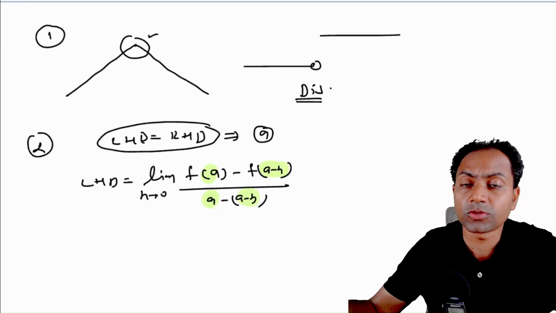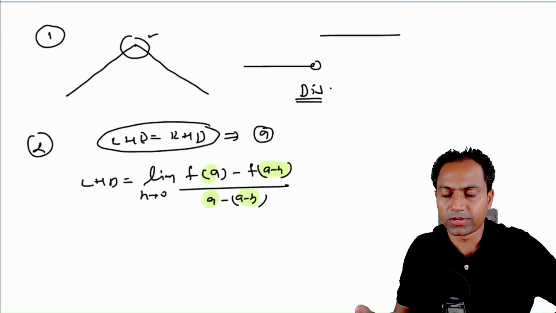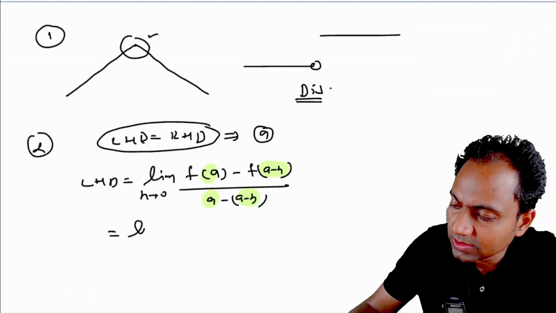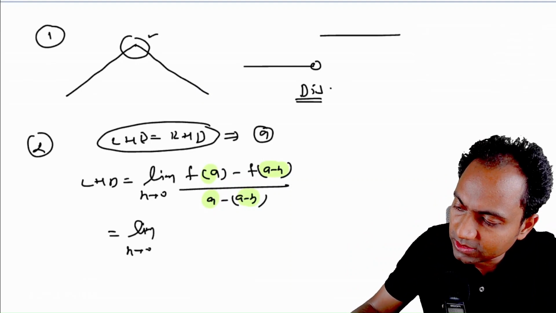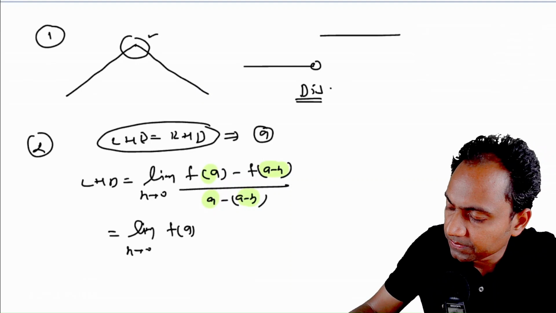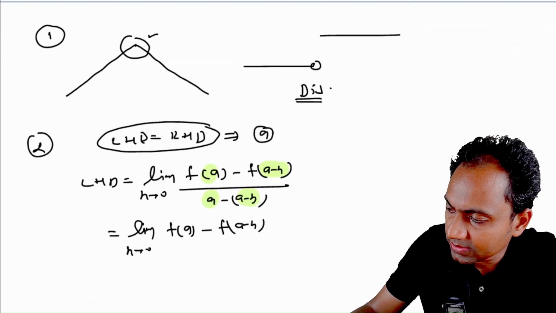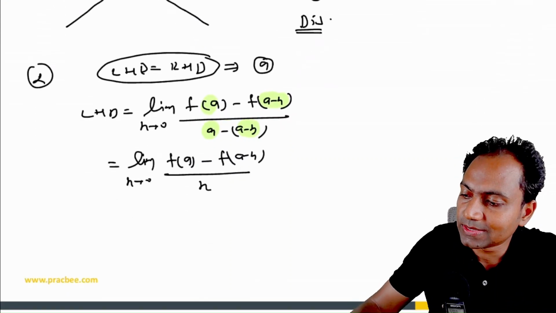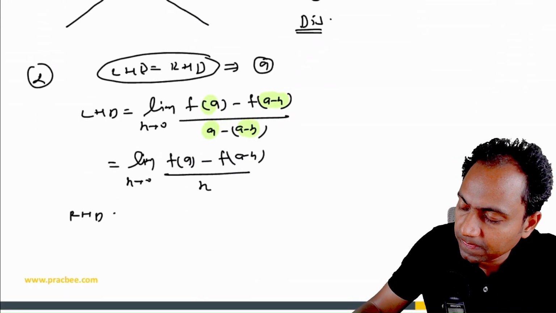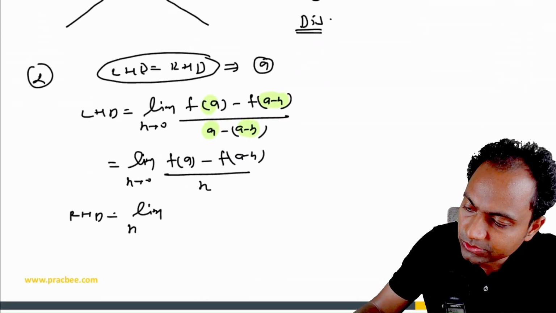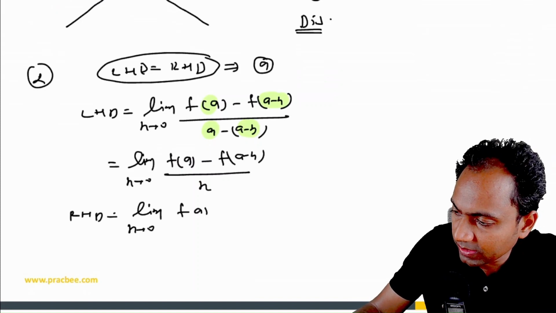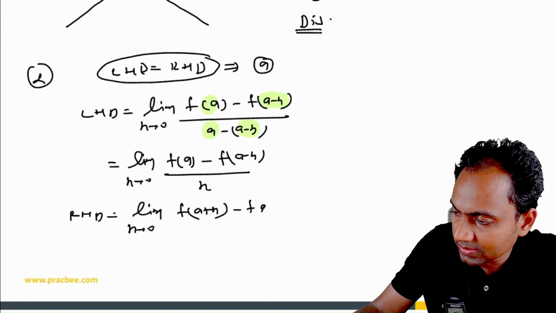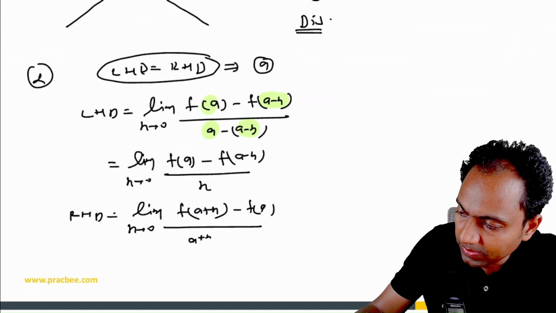So essentially this also denotes the slope of the curve at that point. So if I do that much, this simplifies into limit h tends to 0, f of a minus f of a minus h by h. Similarly, if I want to find RSD, it is nothing but limit h tends to 0, f of a plus h minus f of a by a plus h minus a.